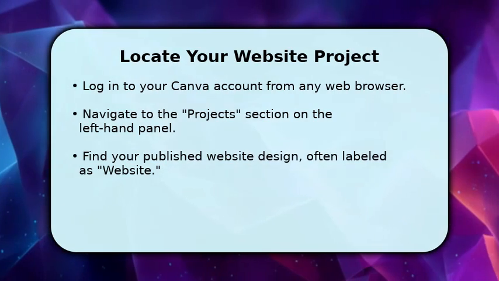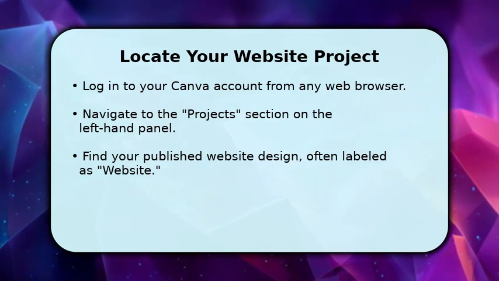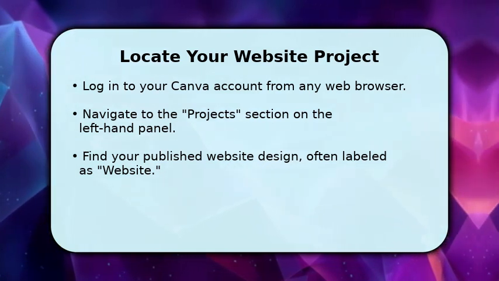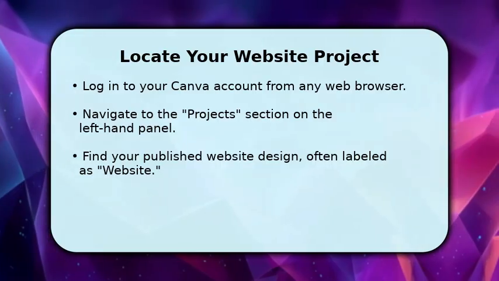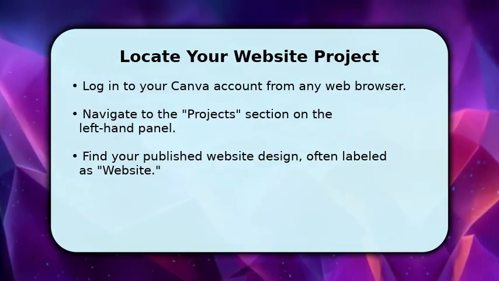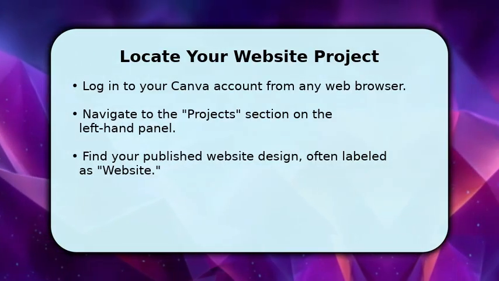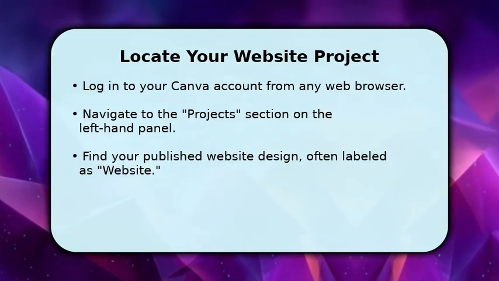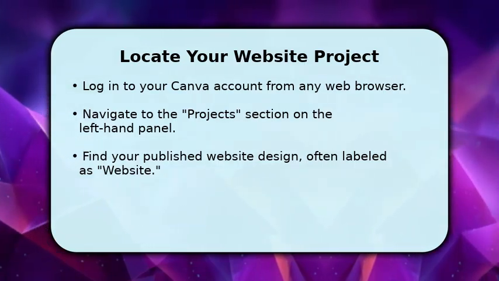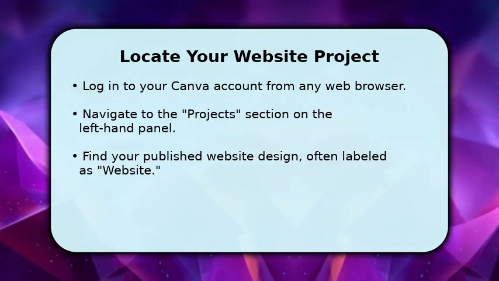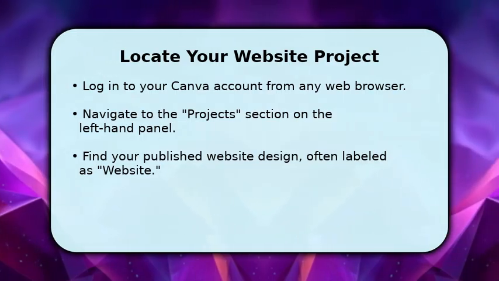Once you are logged into your Canva account, the first step is to locate your published website. Head over to the Projects section, usually found on the left side of your dashboard. Here, you will see all your designs. Look for the one specifically marked as a website. Clicking on it will open your design in the editor, ready for modifications.